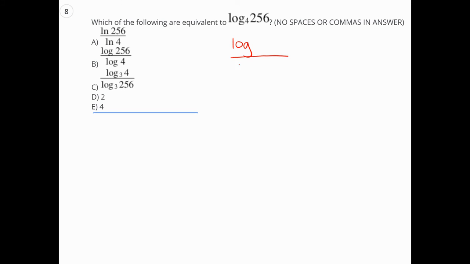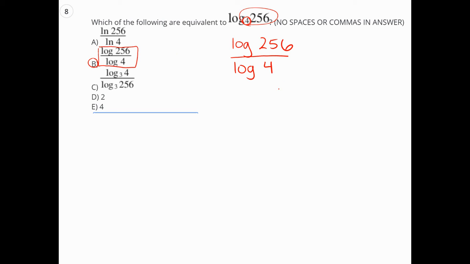And to do that, we build this fraction where it says log over log. And then the numbers from our original expression, we steal those. The base always goes in the bottom, and the other number is going to be in the top. So that would be one possible answer, which I see right here. That's answer B, this one.